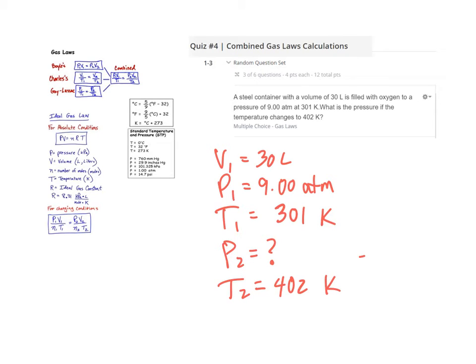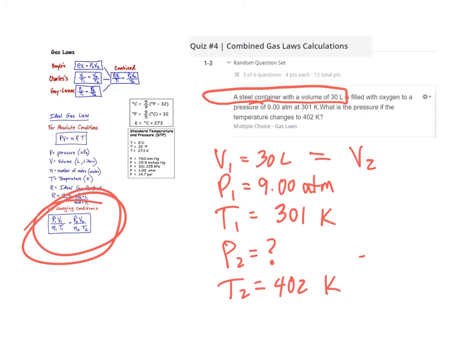We're already in Kelvin, not Celsius, so we're set to go. What about the volume? A steel container with a volume. Steel containers are fairly rigid, and they're not going to probably change their volume, so V1 is probably exactly the same as V2. So really, the volume's not part of the problem. Volume's going to cancel. Even though we know what it is, we don't need it.